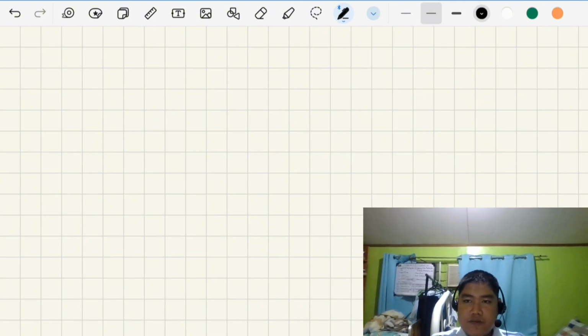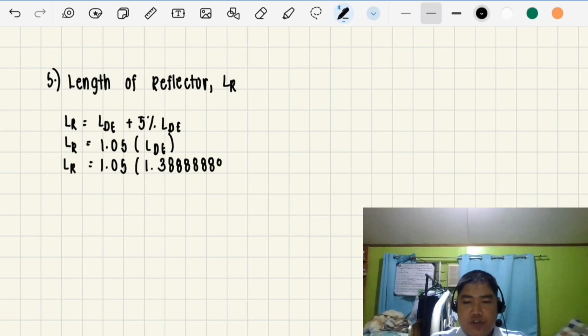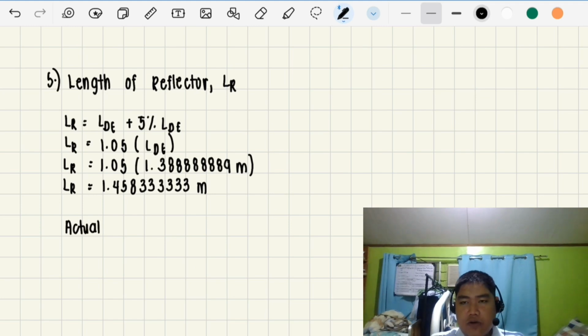I am Bunyao, and I will be the one to discuss our calculations for the length of the reflector or LR and the spacing from reflector to driven element or SR minus DE. So for the length of the reflector, we will be using the formula LR is equal to LDE plus 5% LDE. Substituting the values will get us 1.05 times 1.388888889 m, which then equals LR is equal to 1.458333333 m.